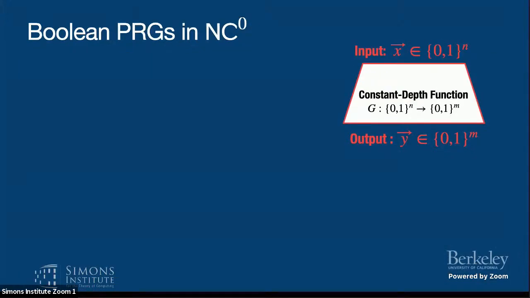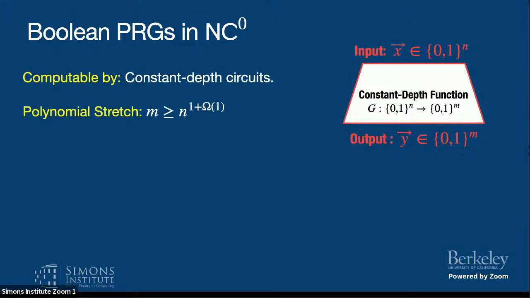Okay, so let's start with our first problem, Boolean PRGs in NC0. And so what are Boolean PRGs in NC0? They're extremely simple Boolean functions. They take n bits of input, and they have m outputs, where m is actually more than n. And actually, to be useful for IO, it needs to be polynomial in n. So you're looking at polynomially expanding Boolean functions. And we also need these functions to be evaluatable by constant depth circuits. So every output bit can only depend on a constant number of input bits, and that's called the locality.